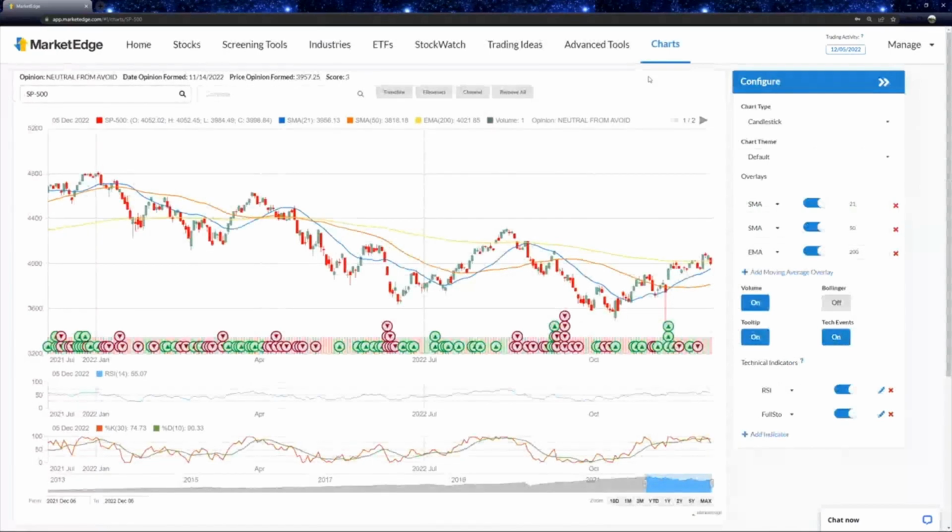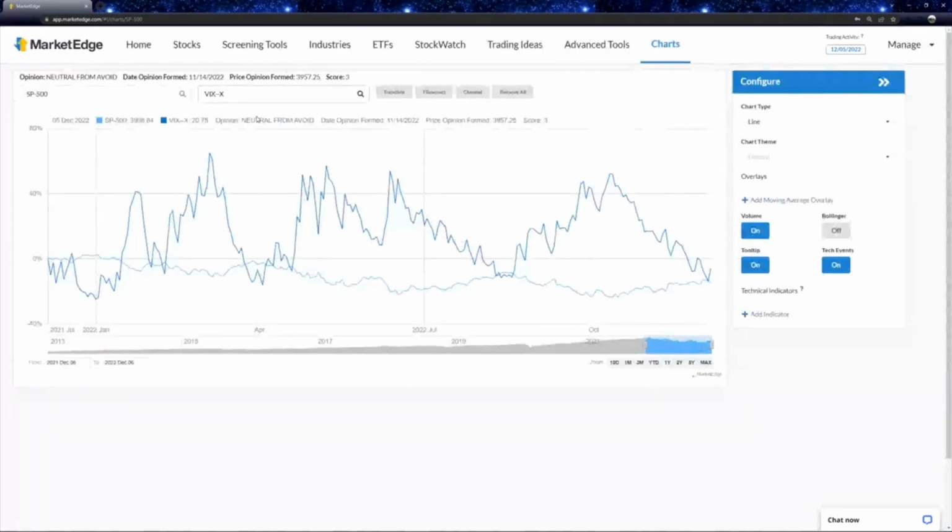Now, I don't know whether we have a chart for the VIX or not. See if we can do a comparison with VIX. Okay, there we go. All right. As you can see on this thing here, we compare it.